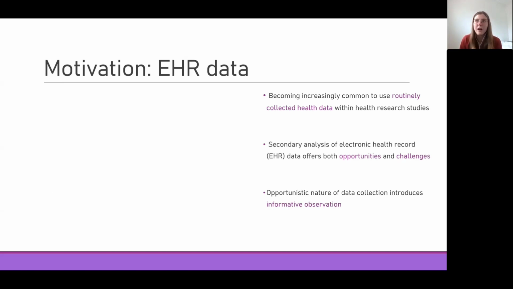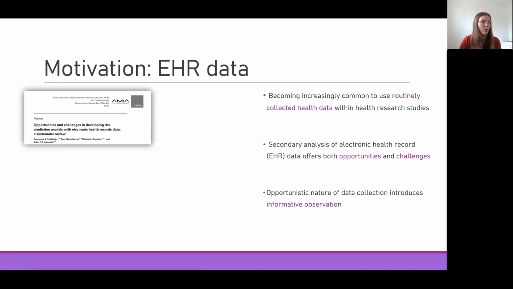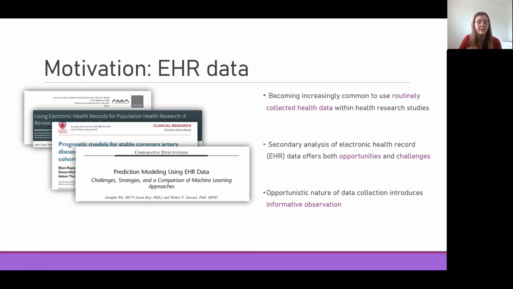So I guess the motivation behind this piece of work and behind my PhD more generally is really the fact that it's becoming increasingly common to use routinely collected health data for secondary analysis in health research studies. So it poses a number of opportunities. I'm mostly talking about electronic health record data here, but it poses a number of opportunities in that we can achieve really quite large sample sizes, long-term follow-up and quite intense monitoring without having to actually go and prospectively collect that data, which, as we know, can be costly and time-consuming.